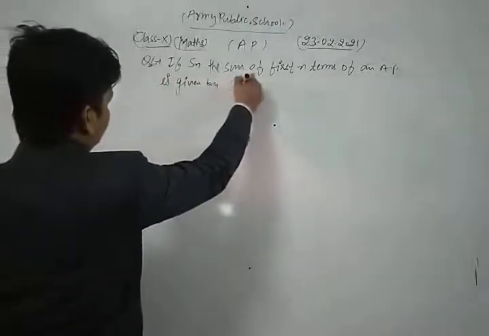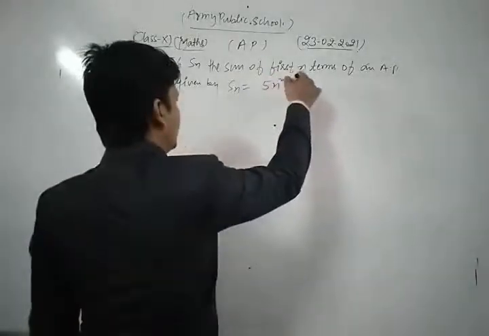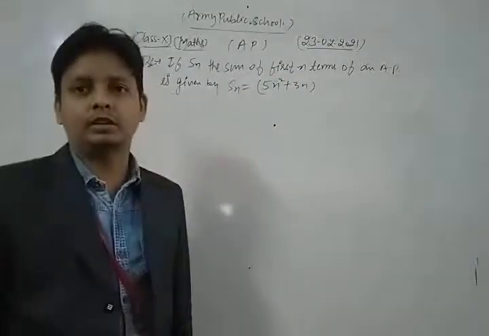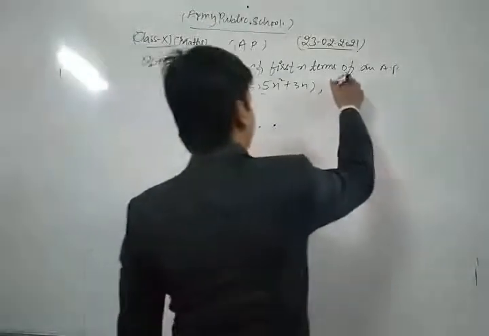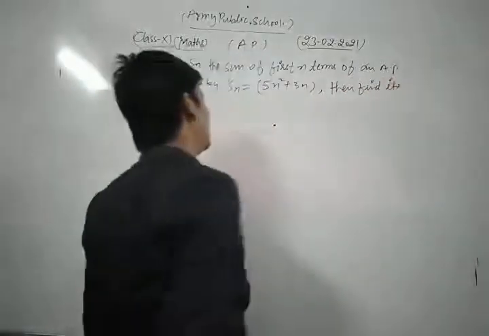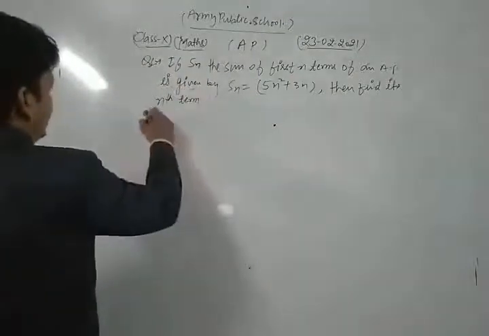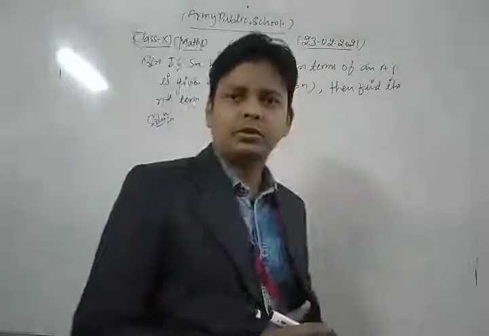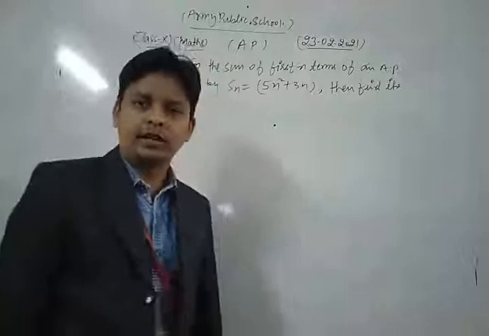Sn is equal to 5n square plus 3n. Okay, given by Sn is equal to 5n square plus 3n. Then find its nth term. Let's see its solution. This is a very important question of your syllabus based on the sum of an AP. Okay, let's see its solution.